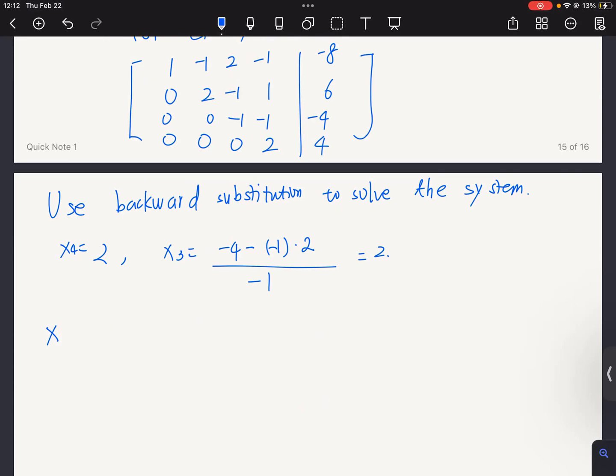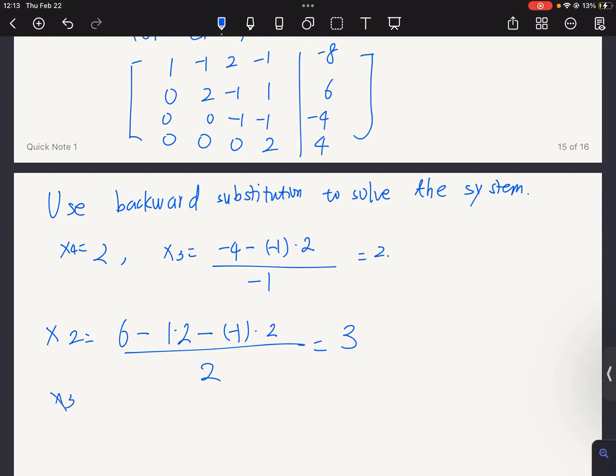For x2, it should be just the right-hand side subtract 1 times x4, that is 1 times 2. And then subtract the -1 times x3, and that is 2. And divided by the coefficient 2. And that is just 3. 6 minus 2 is 4. 4 plus 2 is 6. 6 divided by 2 is 3.